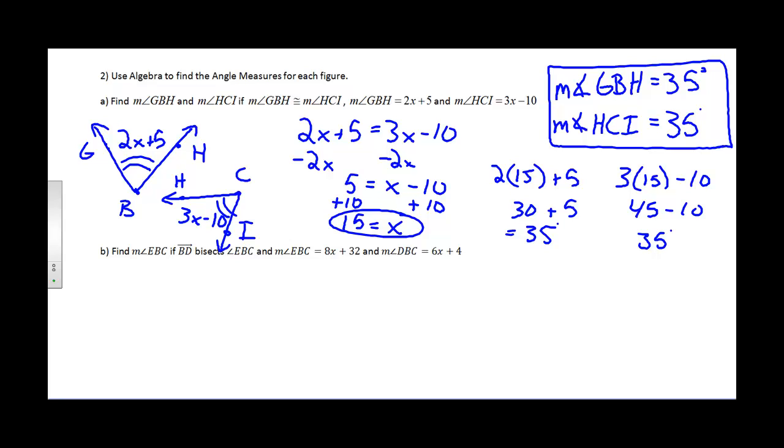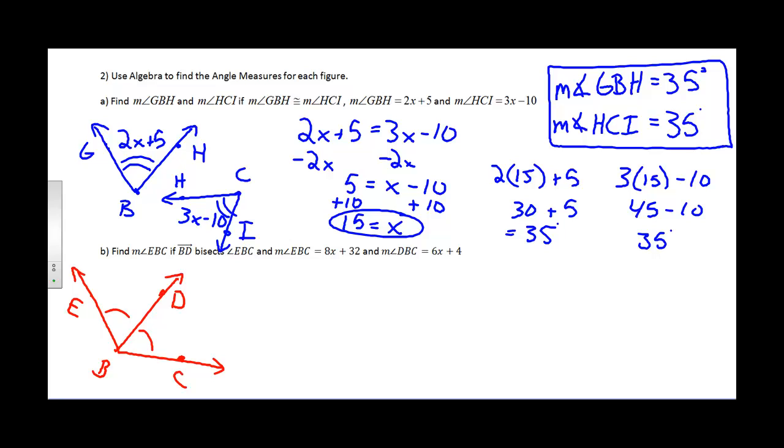Let's move on to problem B. Again, to make this easier for us, I'm going to sketch out another picture. Now that I've sketched my picture out, I'm going to take a look at what they gave us. We were told that angle EBC is being bisected by a ray called BD. If it's being bisected, we learned earlier that means it's being cut in half, which means both of our smaller angles here are congruent to each other.